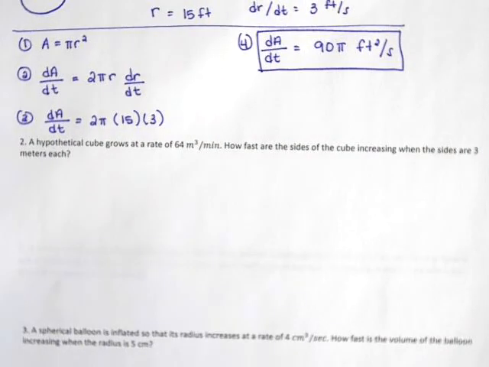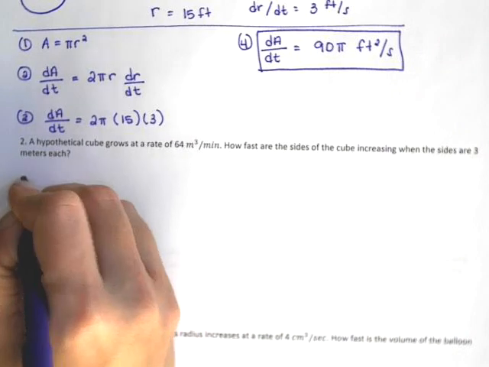Let's talk now about cubes. A hypothetical cube, meaning we're just imagining this, grows at a rate of 64 meters cubed per minute. How fast are the sides of the cube increasing when the sides are 3 meters each? So let's draw a cube.